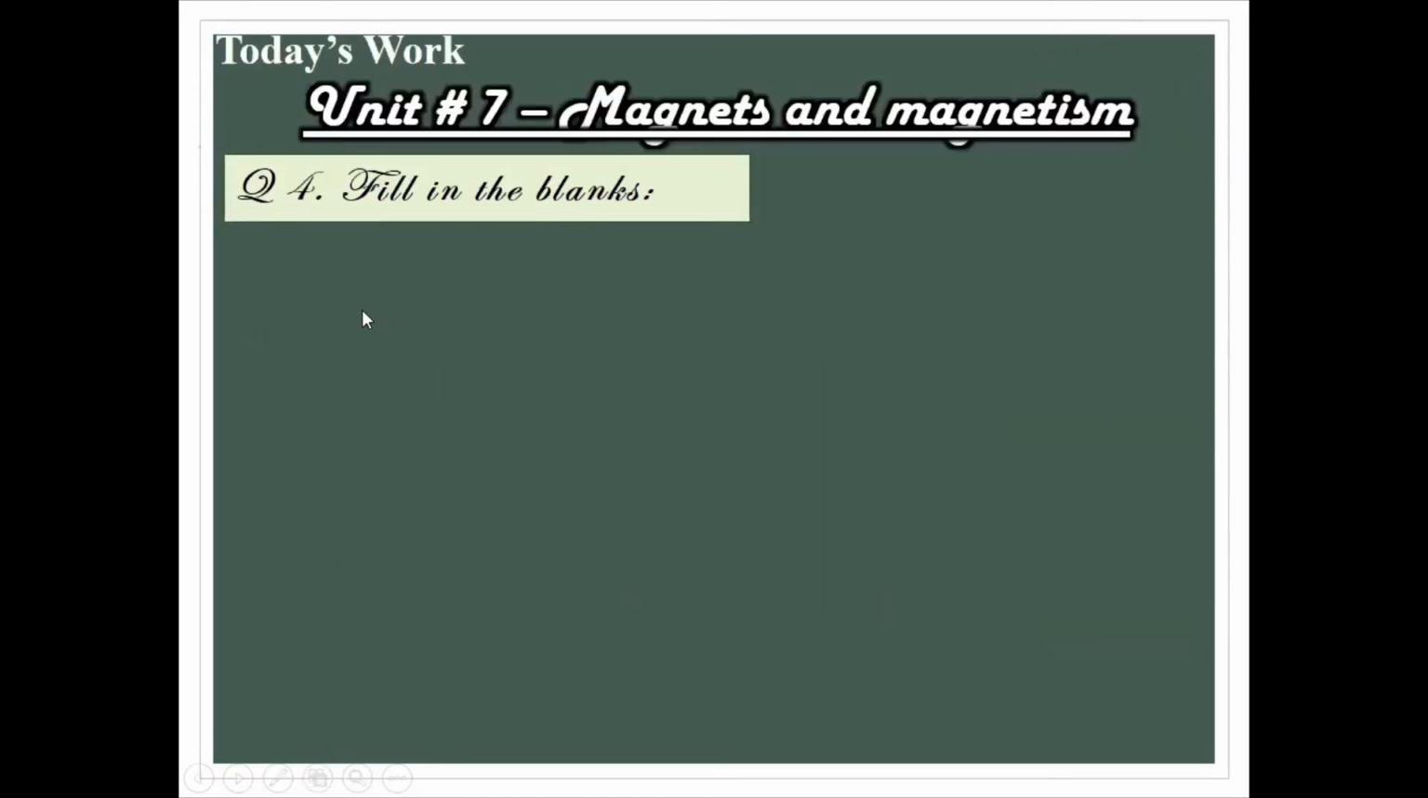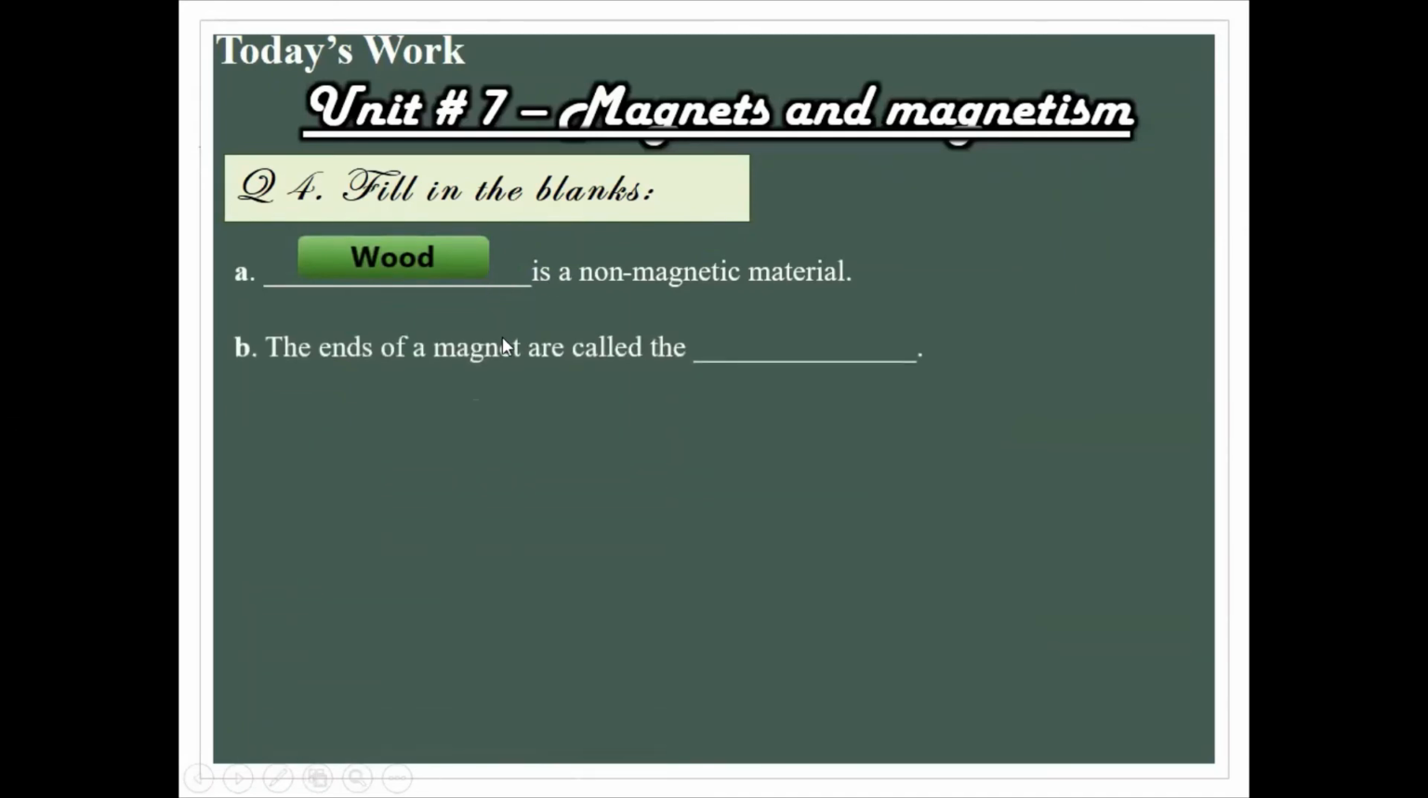Now today's other work is on page number 65 of your book, question number 4. Dash is a non-magnetic material. You can write any non-magnetic material name. I write wood. You can write rubber, plastic, any other, or paper as well. The ends of the magnets are called dash. Yes, poles. I'm not asking for the names of the poles, so you can't write North Pole and South Pole here. They are only asking for the ends of the magnet, so that is called poles.